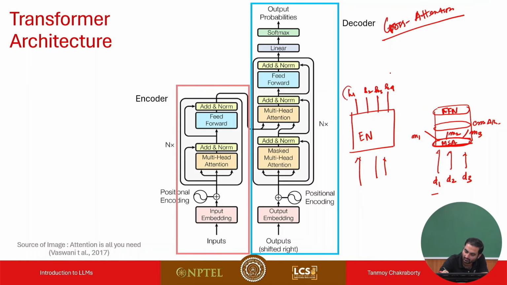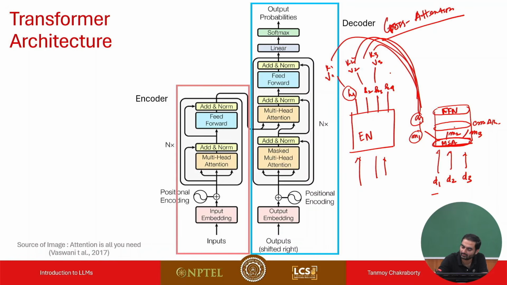Meaning that from here you will generate keys and values, K1 V1, K2 V2, K3 V3. How do you generate them? Again, you need another set of parameters. And from M1 we generate Q1. So Q1 will attend to all the keys in the encoder. Similarly, Q2, which will be generated from here, will attend to all the keys in the encoder, and so on and so forth. This is called cross attention.